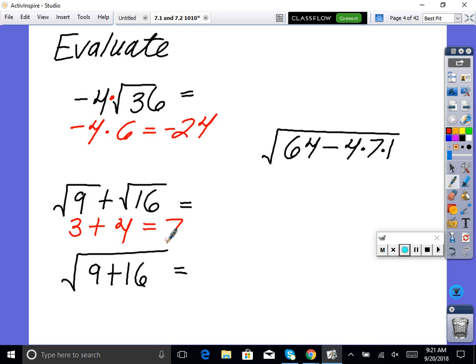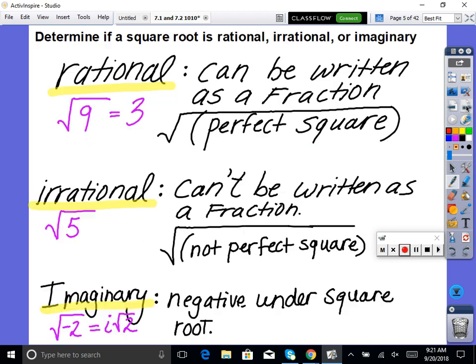That is not the same as this. So this and this are not the same. Right here we have root 25, which is 5. So having them split up and together is not the same. We get the picture. Let's move on.